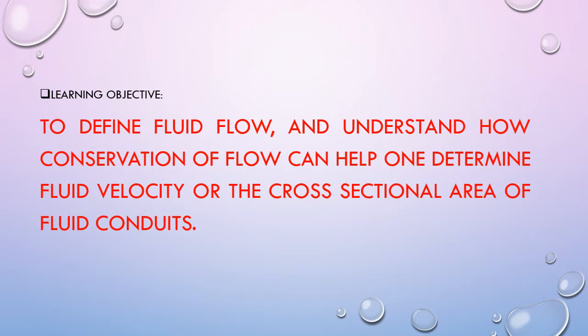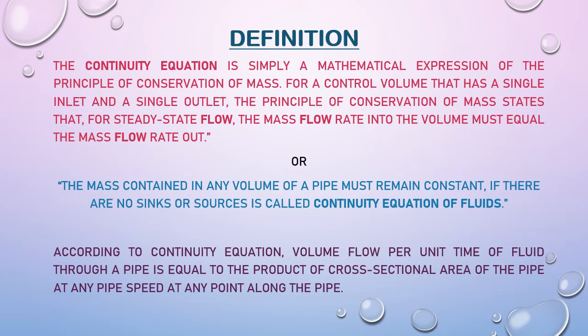Now let us take a round pipe and define the continuity equation as simply a mathematical expression of the principle of conservation of mass for a control volume that has a single inlet and a single outlet. We are going to consider a pipe with a single inlet from the left hand side and an outlet on the right hand side.